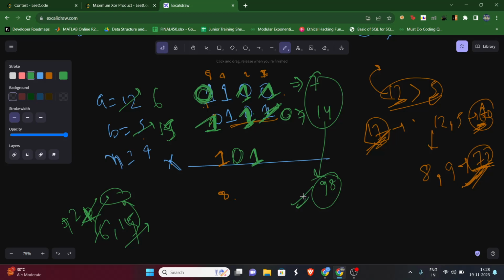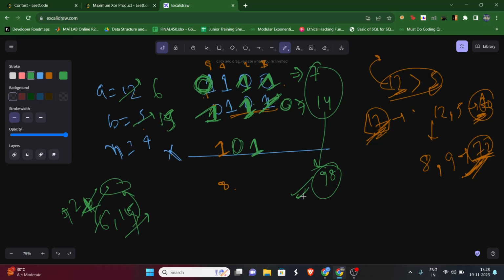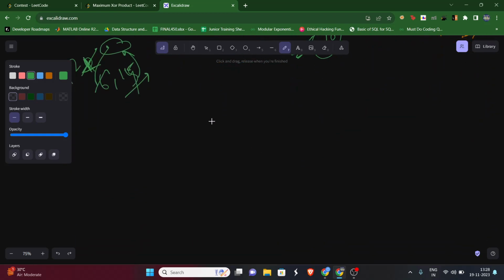Okay, so I hope the concept was clear to you. Just to reiterate, in both a and b, we will start from the most significant bit. We'll check if both are 1 and 1, we will leave them as they are. If both are 0, we'll change them to 1.